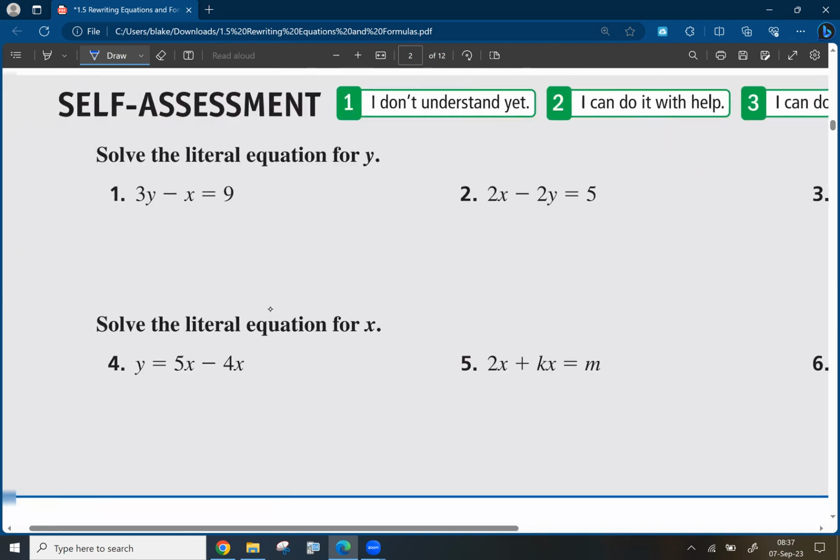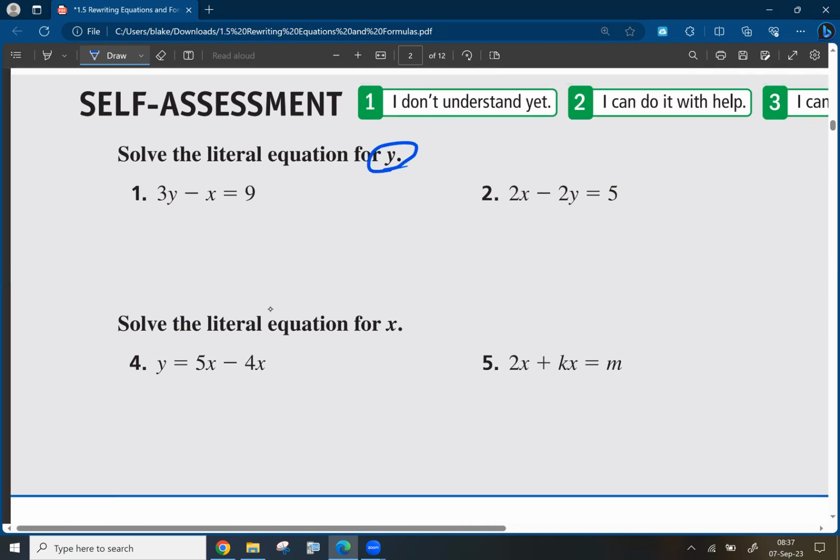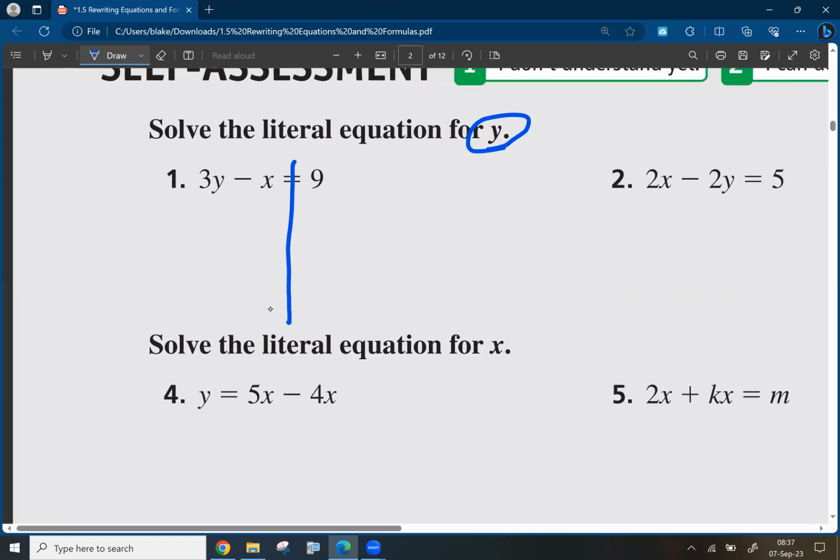All right, let's try a few on our own. So solve the literal equation for y. So we're going to do this for y. So with number 1, zoom in a bit on it. We're trying to get the y by itself, which means we'll have to move this minus x over. We'll have to move this 3 over. We get rid of those things, we'll have the y by itself.